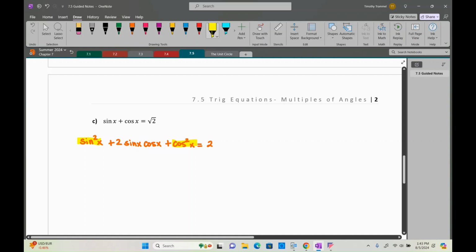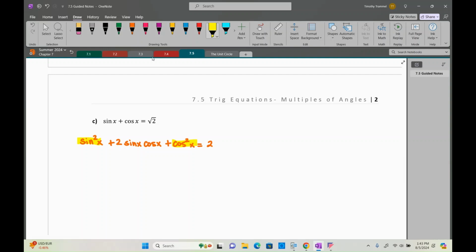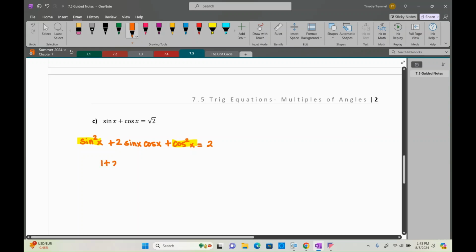Now, the place where a trig identity popped up is right here. Sine squared x plus cosine squared x is 1. So I'm going to go ahead and rewrite this as 1 plus 2 sine x cosine x. And I can keep going here. I could also subtract 1 from each side. And so if I do that here, I get 2 sine x cosine x is equal to 1.